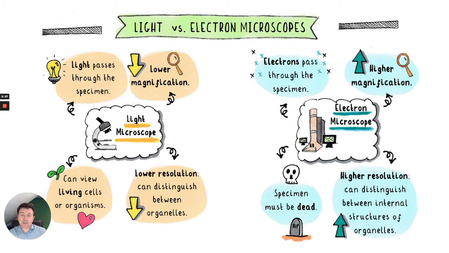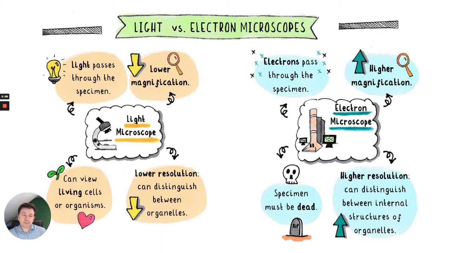So on the left we have the light microscope, which you've probably used in the lab. So we know that light passes through the specimen. You can view living cells or organisms, which is an advantage, but they do have generally lower magnification and lower resolution than electron microscopes. Now electron microscopes, they don't use light, they use electrons.